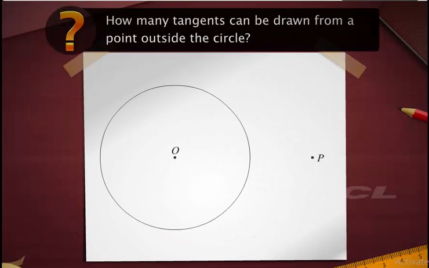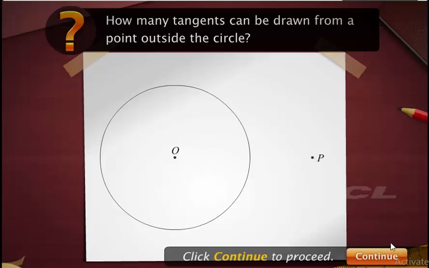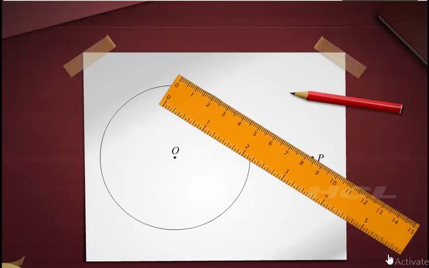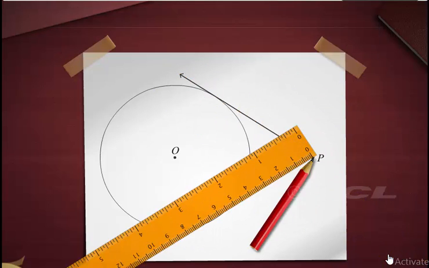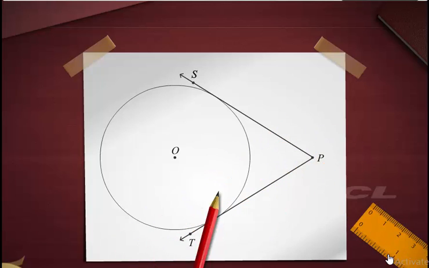Can you recall how many tangents can be drawn from a point outside the circle? Exactly 2 tangents to a circle can be drawn through a point lying outside the circle. In this example, PS and PT are the tangents from the external point P to the circle. For tangent PS, Q is the point of contact with the circle, and for tangent PT, R is the point of contact with the circle.